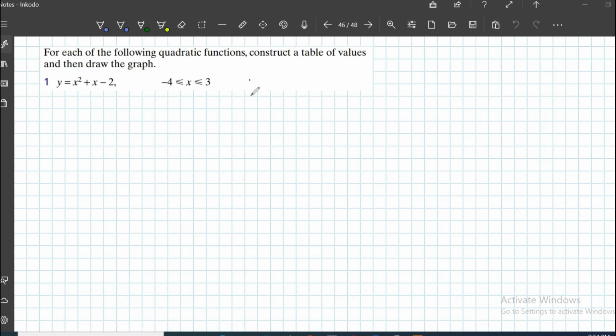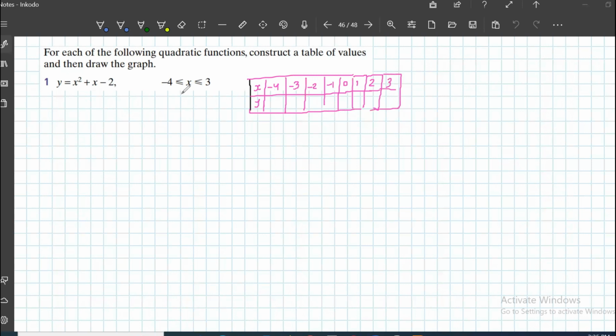So we need to draw this. This is x, this is y. We are checking the values of x from minus 4 to 3. So the minimum value is minus 4, then minus 3, then minus 2, minus 1, 0, 1. We will check at 2 as well as at 3, 3 is the last value. We will straight away check in the calculator as well.